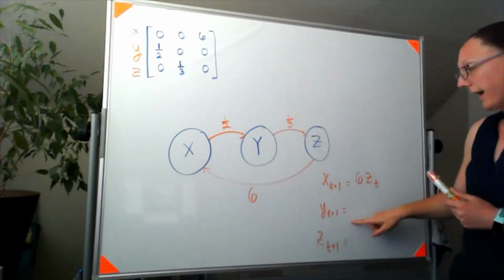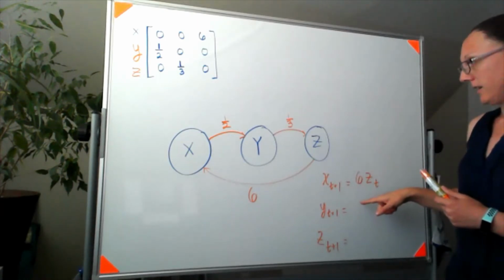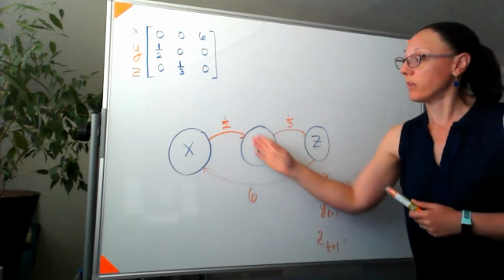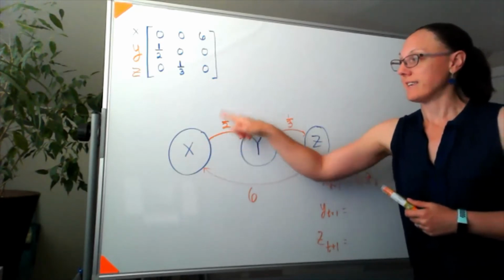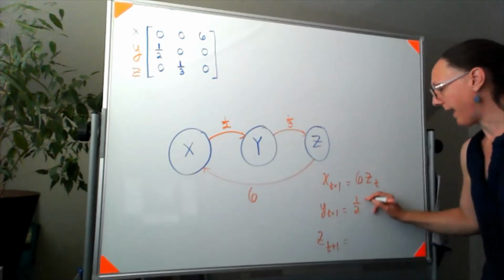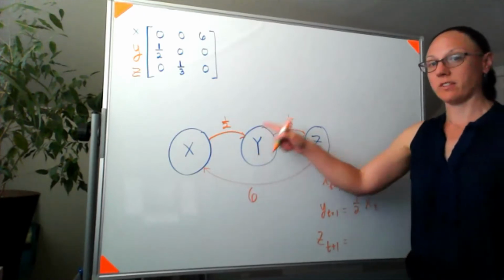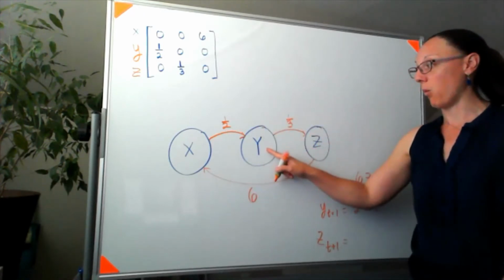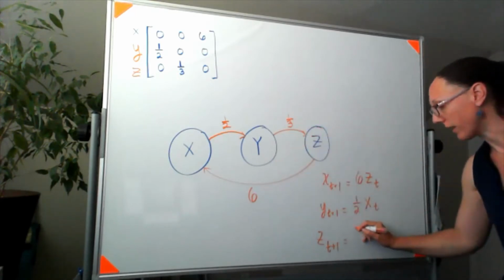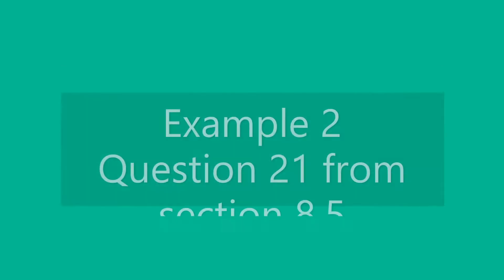When I look at y, that's the only thing flowing into x. So if I look at what's flowing into y, the only thing flowing into y is 1/2 times x, or 1/2 x sub t. And for z, the only thing coming in is coming from y with a coefficient of 1/3. So my z sub t would look like 1/3 y sub t.